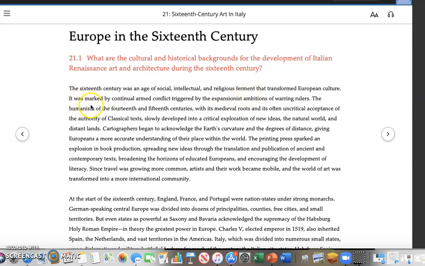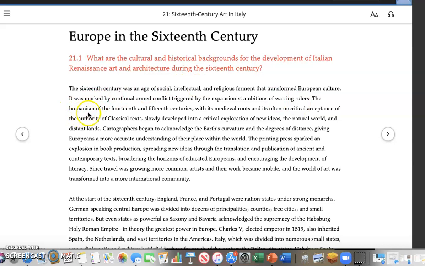And part of this is really warfare. Continual armed conflict triggered by expansionist ambitions. So the idea of expansion is a big part of the High Renaissance. Expansionist ambitions, we will see the art is very ambitious because it is geared toward patrons who are claiming bigger territory, wanting more power, and in conflict with other rulers.